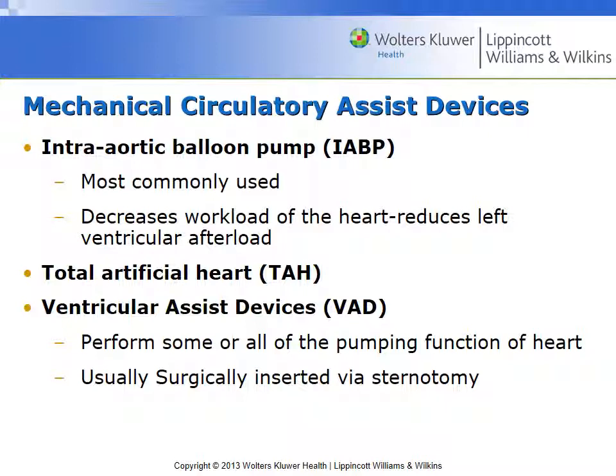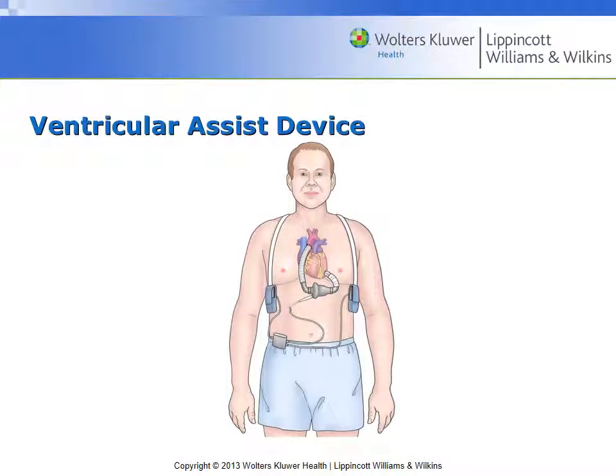Total artificial hearts are newer devices that are on the market, and also the ventricular assist device. The ventricular assist device can perform some or all of the pumping function of the heart, and it's usually inserted surgically via a sternotomy, which is an incision within the sternum. The ventricular assist device is shown here. It's connected to the aorta and the left ventricle, and blood is routed through the assist device into a pump, where the pump does some of the work for the patient.